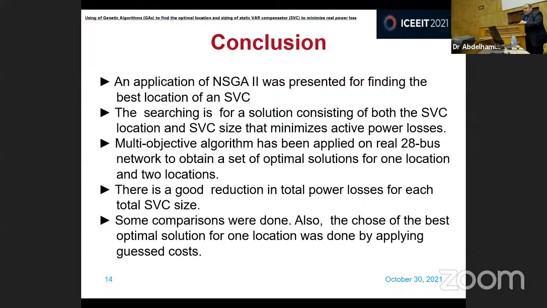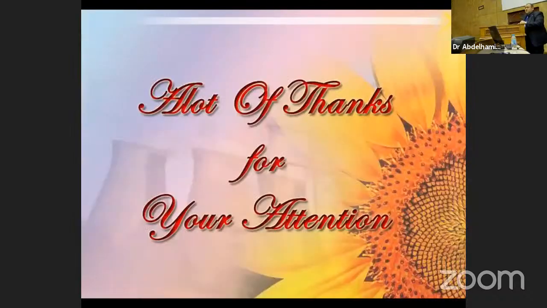Our conclusion: an application of NSGA 2 was presented for finding the best location of static bar composition. The searching is for a solution consisting of both the static bar composition location and static bar size that minimize active power losses. A multi-objective algorithm has been applied on a real 28 bus network to obtain the set of optimal solutions for one location and two locations. There is a good reduction in total power losses for each total static bar size. Some comparisons were done also to choose the best optimal solution for one location by applying costs. Thank you for your attention.